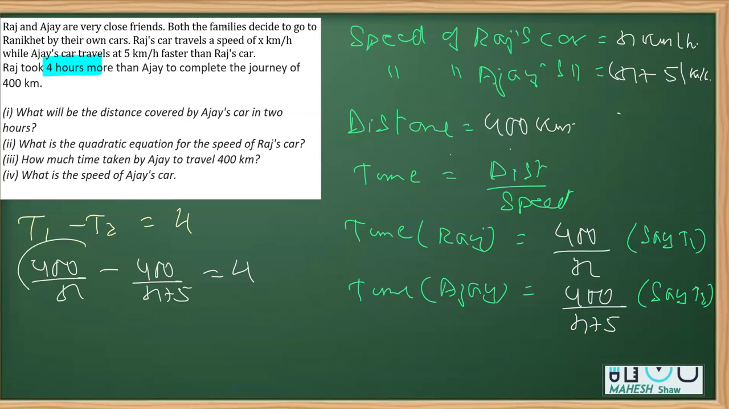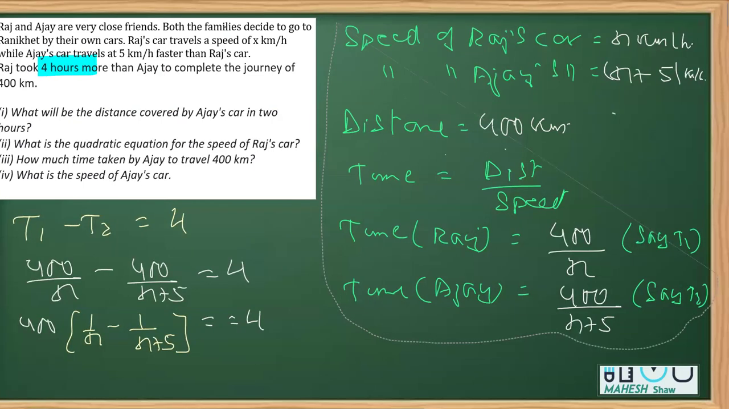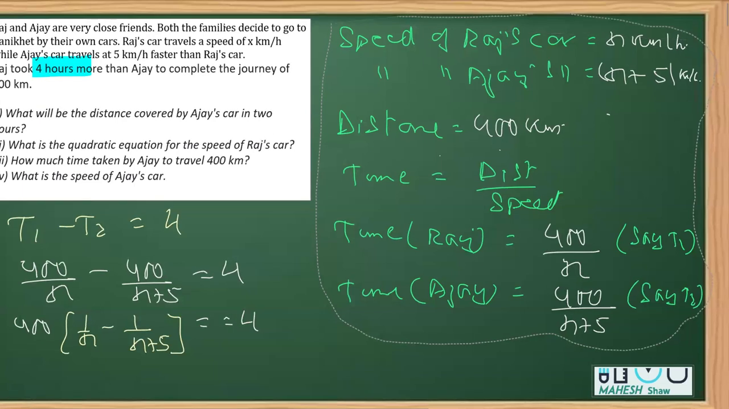Now I'm taking 400 common and transposing it to the other side, so it will be 4 over 100. Let me show the working here, that is taking 400 as common. What is left here is 1 over x minus 1 over x plus 5. After taking common, we have 4 on the other side. Now to do the remaining part of the sum, I'll make some space here.